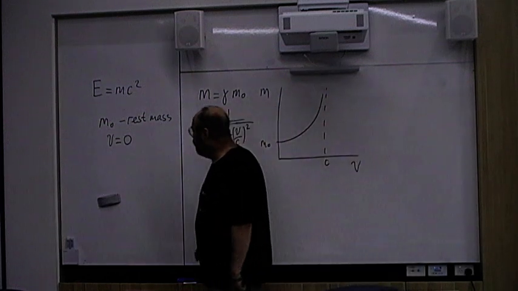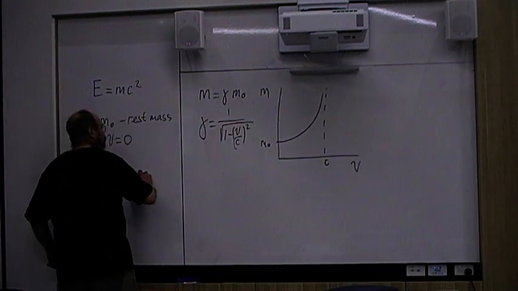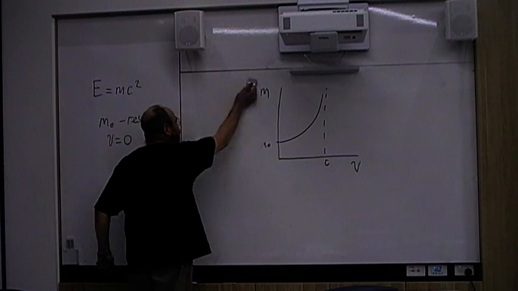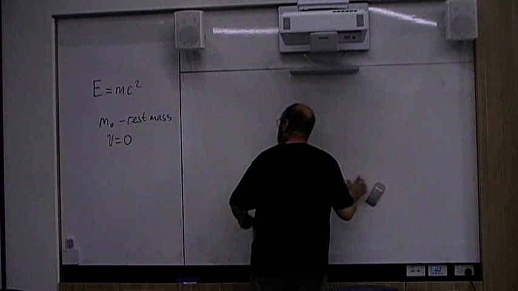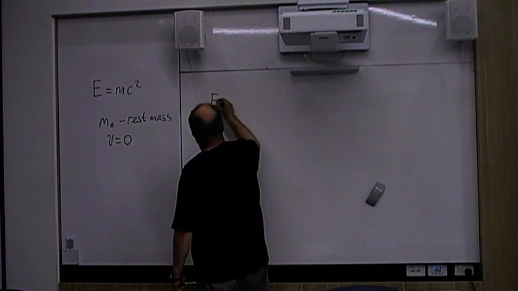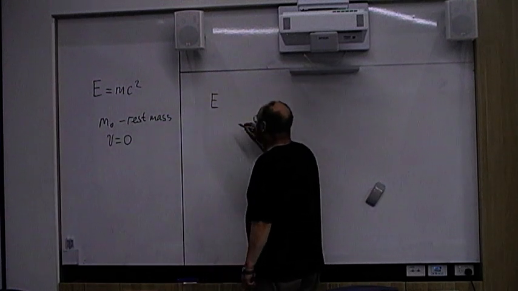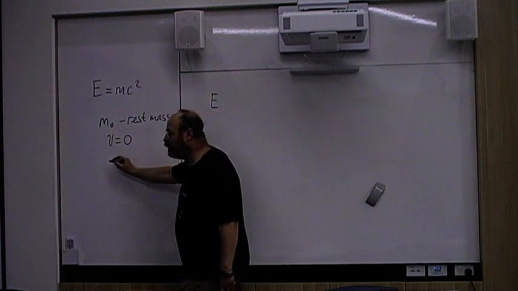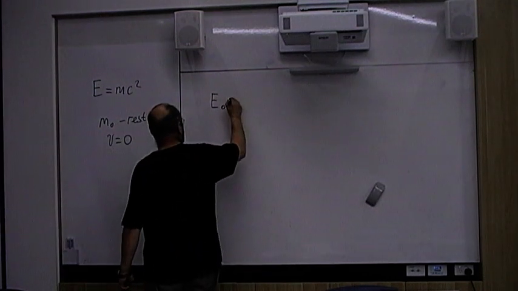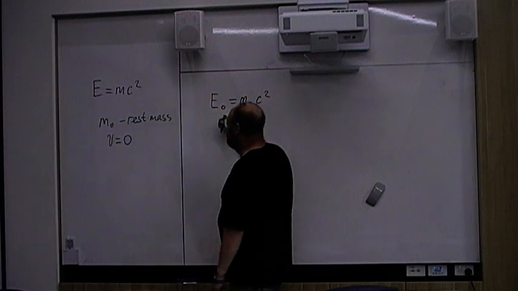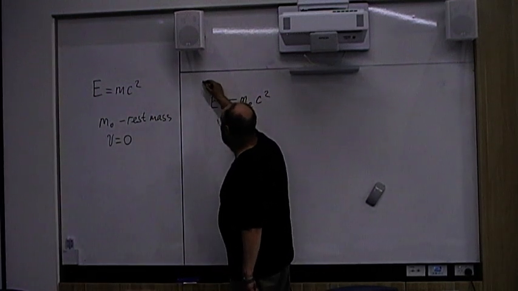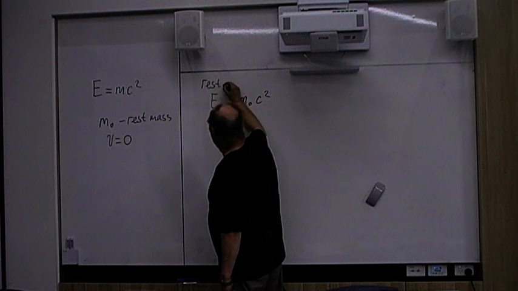Now, if we combine these two formulas, we have E equals, and so when an object is at rest, it has rest energy m0 c squared. This is rest energy, when the object is not moving.